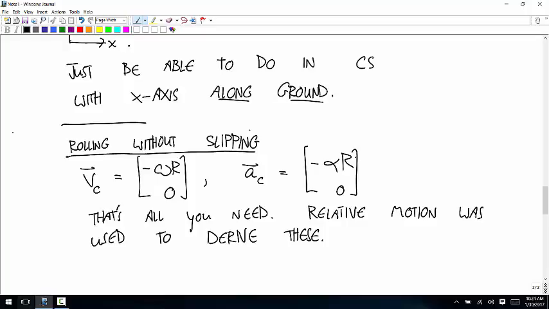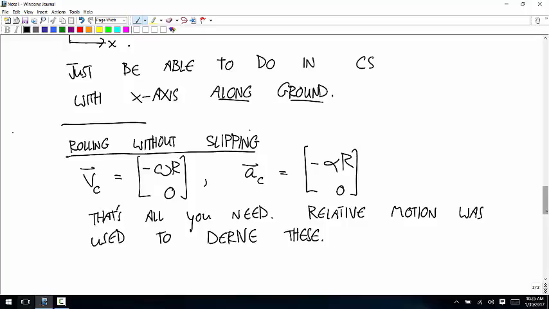Okay, what was the question? 18? So numerically I used the radius of the wheel, and then it points straight from the center to the contact with the ground, so it's just in the negative y direction.